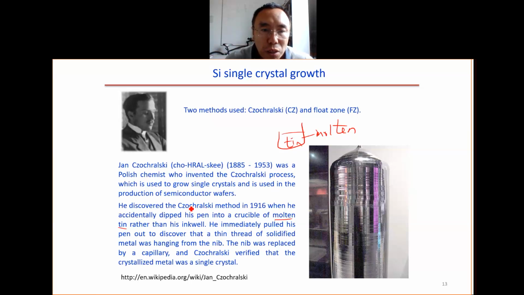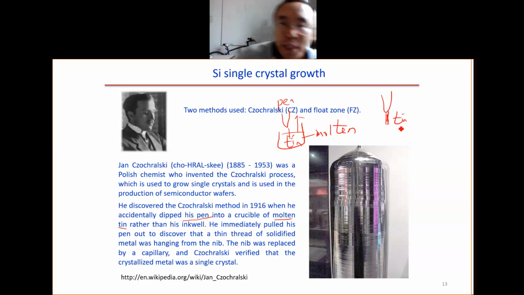Then he dropped his pen in the tin, and then he pulled it back. He found out there was a thin thread of solidified tin hanging from the nib of the pen. He verified that this tin is single crystal. So this is the way called the CZ method.